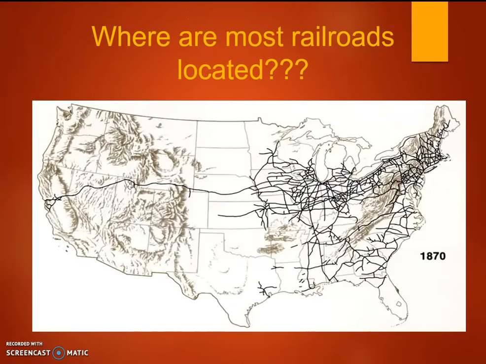You notice by 1870 that most of your railroads are going to be located in the Northeast and in the Midwest. You do have the long stretch of the Transcontinental Railroad that connects the far west to the Northeast. You will notice also that there are limited rail lines in the southern states, which will definitely become a factor as we talk about the Civil War and how they're not able to get goods to and from battles very quickly.